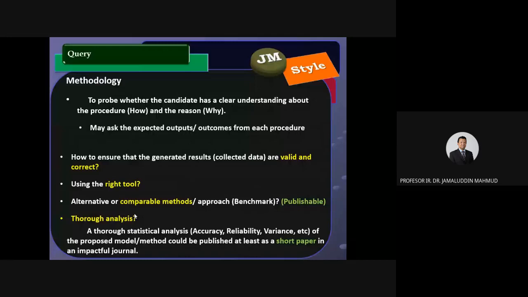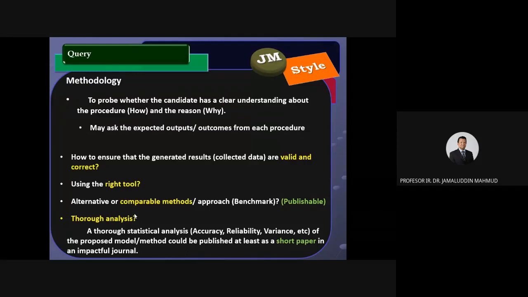And then for each of the procedures, if you want to help them, we can also ask them the expected outputs. For example, in mechanical engineering, you're doing the tensile test. From the tensile test, what do you expect? What will be the expected outputs or outcomes from that test? And more importantly, this is very important, we need to trigger the mind of the candidate, and ask them how to ensure that the generated results or the collected data are valid and correct. This is very important.